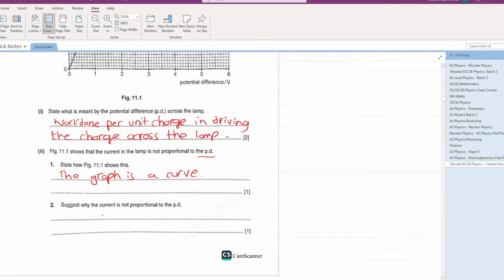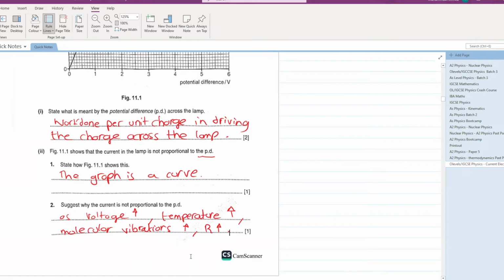Okay. Suggest why current is not proportional to potential difference. So you can say as voltage increases, what happens? Temperature increases. Can you see these parts are pretty repeating of a question that we have earlier done? As voltage increases, temperature increases. As temperature increases, your molecular vibrations increase. As your molecular vibrations increase, what will happen? Your resistance increases. Hence, voltage is not directly proportional to current.